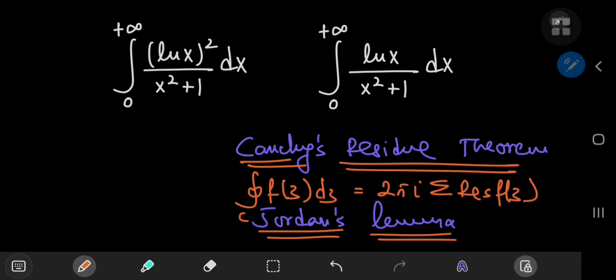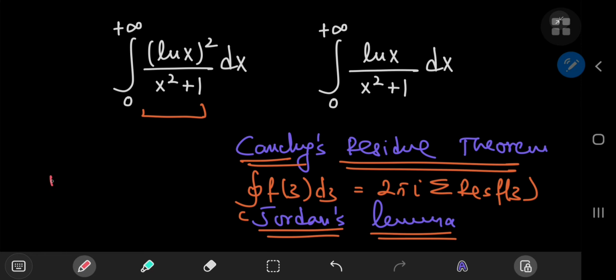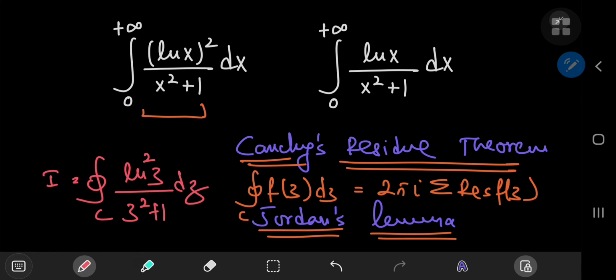And we're going to evaluate both these integrals by considering just one of them, this one here. So consider I being the integral over the closed contour C of the square of the natural log of z, which I prefer to write in this manner. So it's the square of the natural log of z divided by z squared plus 1 dz. And now what exactly is our contour?